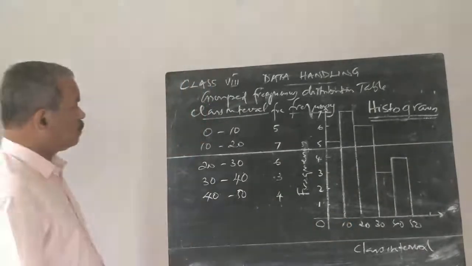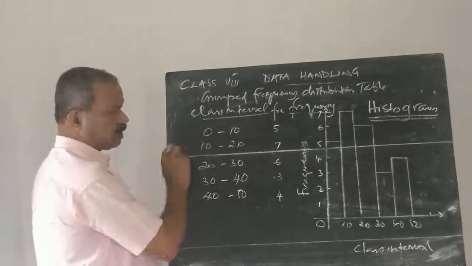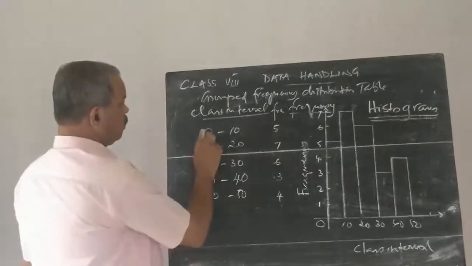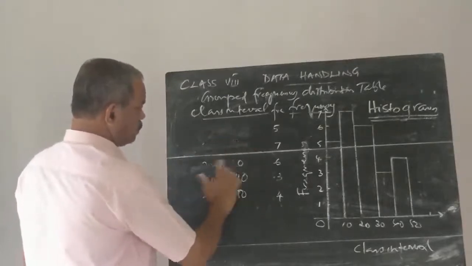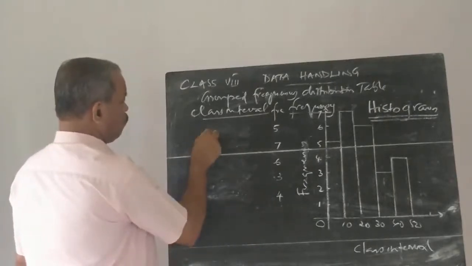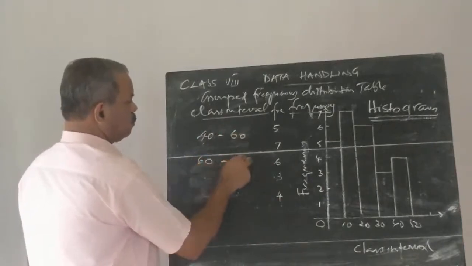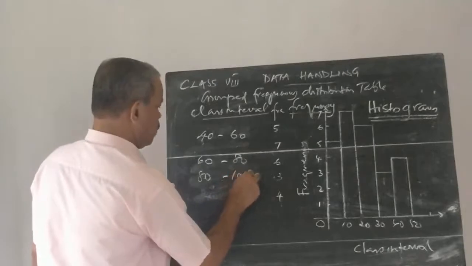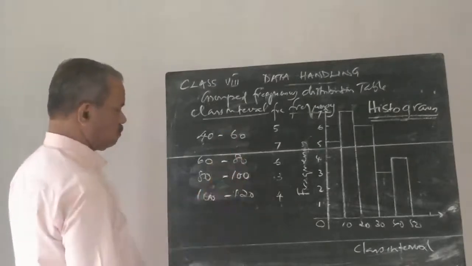Now, suppose we are given the class intervals in another way. Instead of 0 to 10, we are given 40 to 60, 60 to 80, 80 to 100, 100 to 120, like this.